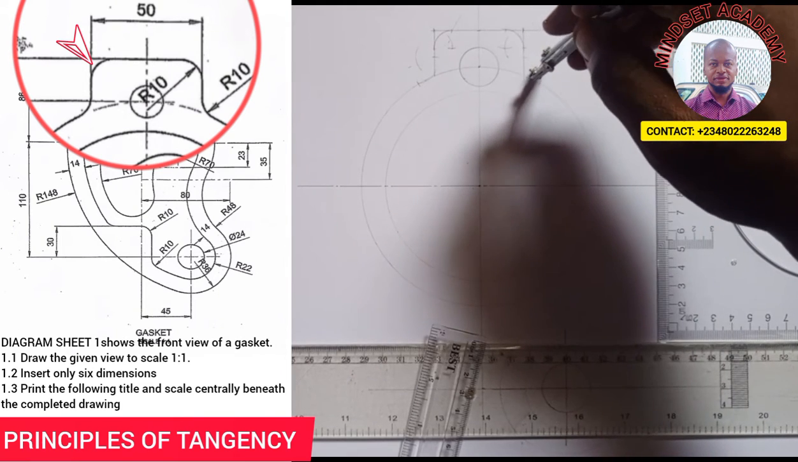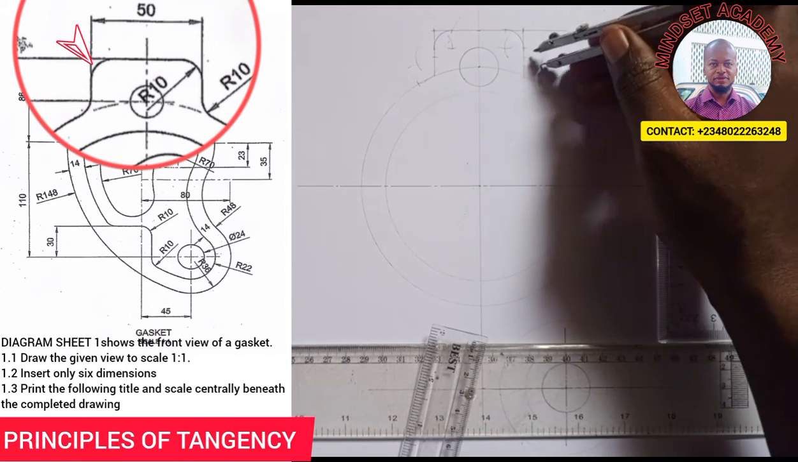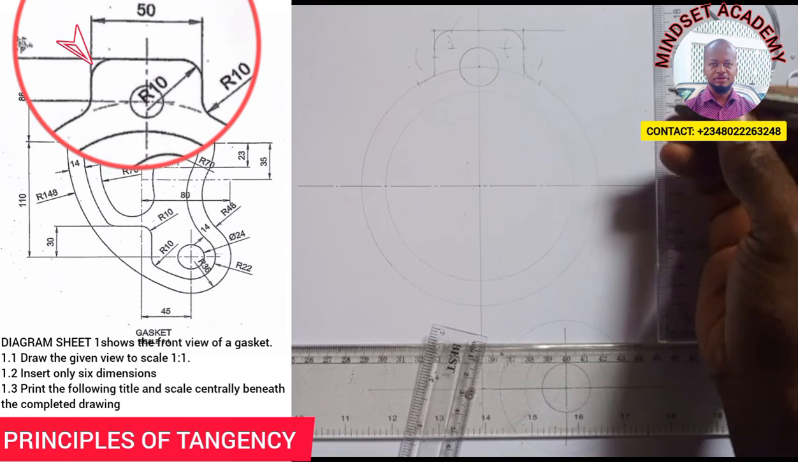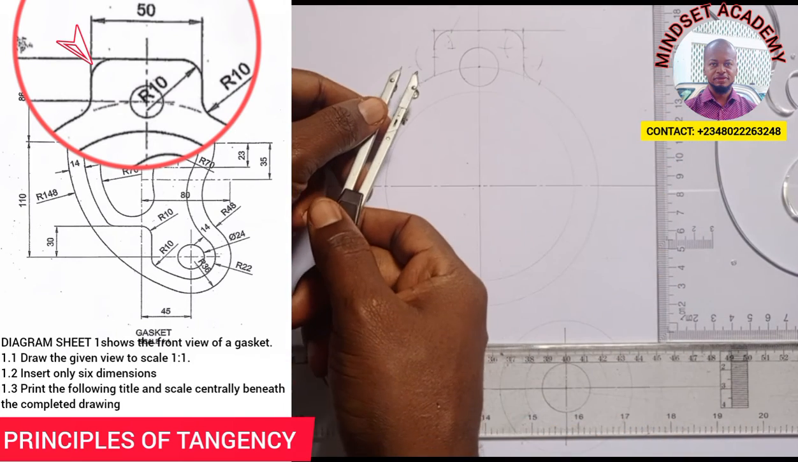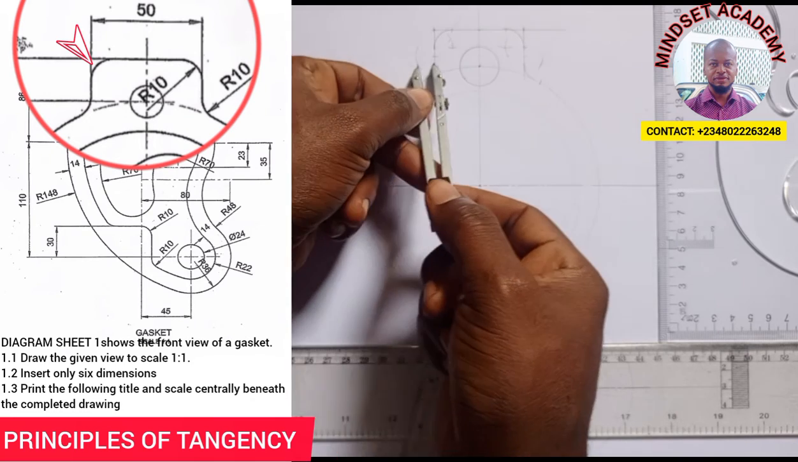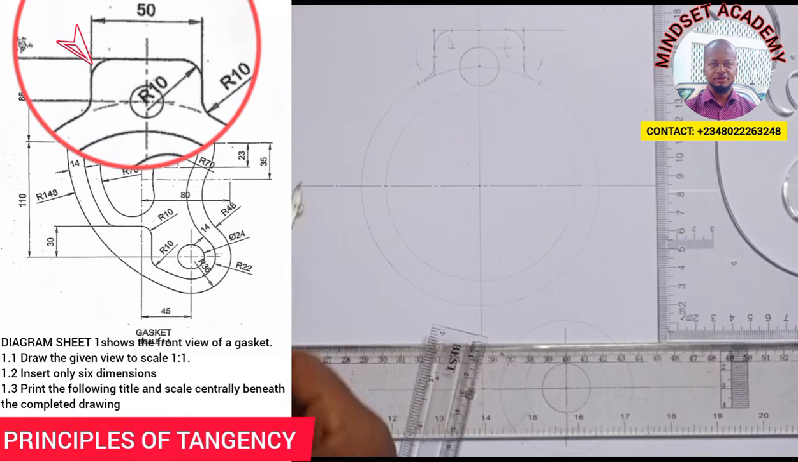I'm going to adjust it so that I can just connect this and this together. Hope you can see that. Then I'll come here too. I'll place it here. I'll connect this and this together. So let me adjust that carefully.